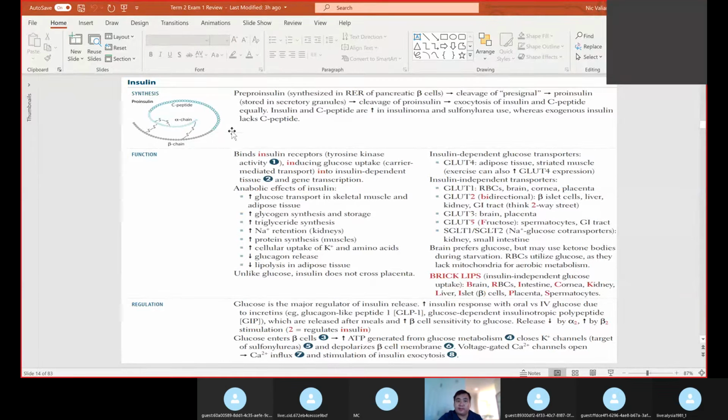For insulin. Did you talk about insulin? Yes or no? Yeah, we did. I'm not sure about the receptors, but we did talk about it. So insulin, what's high yield here? Know the basics for now.